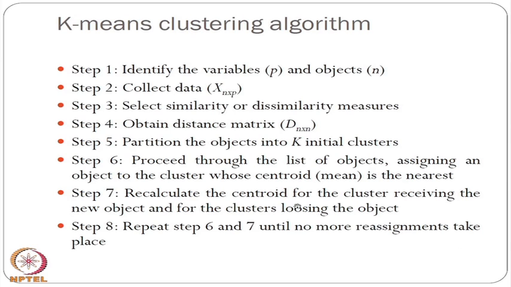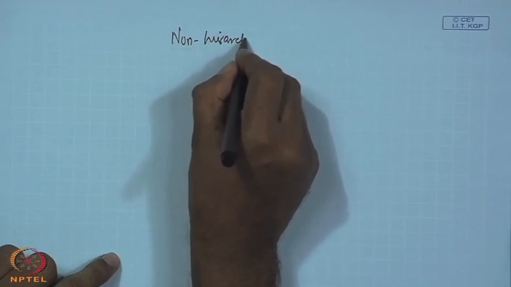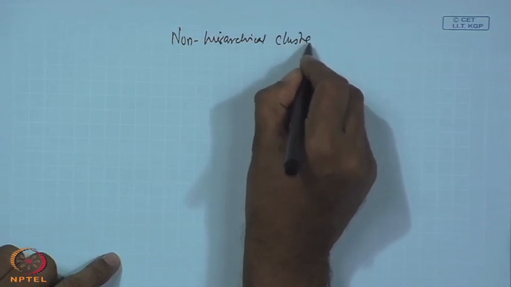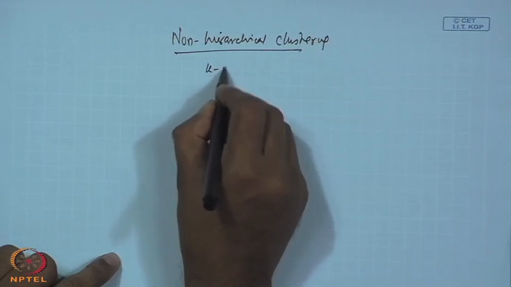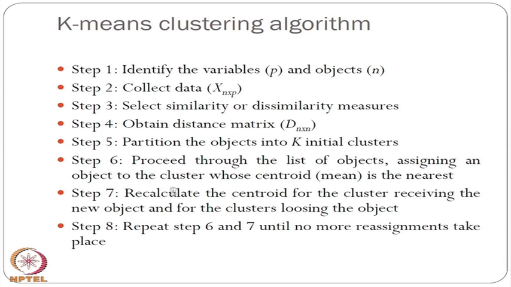Then we will come to another important algorithm, known as the K means algorithm, which comes under non-hierarchical clustering. We will now be discussing K means. If I read out the steps, there are 8 steps in total. Identify the variables, collect data, select similarity or dissimilarity measures, obtain the distance matrix. This is the obvious thing that is required. Then partition the objects into K initial clusters.